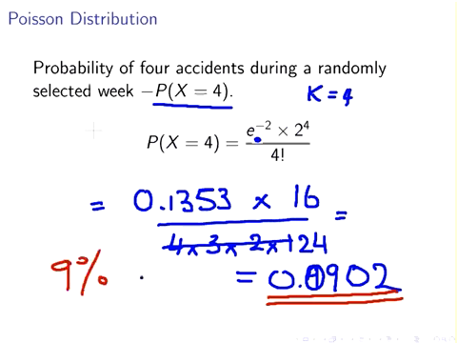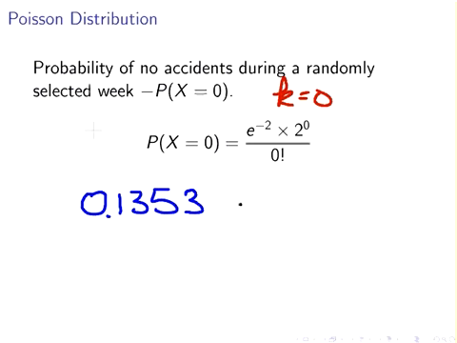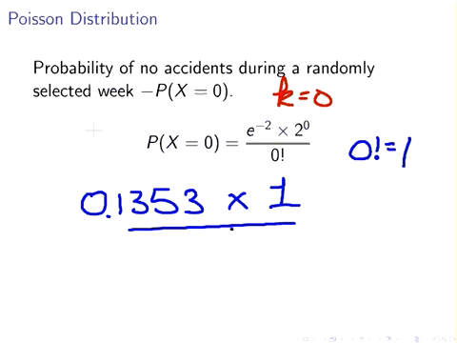Okay, so let's look at the second one now. Probability of X equal to 0. So in this particular question, k is equal to 0. So we have 0.1353 times 2 to the power of 0, which is always 1. Anything to the power of 0 is always 1. And we're going to divide that by 0 factorial. 0 factorial is also 1. So it's 0.1353 times 1 divided by 1. So the answer here is 0.1353, which is about 13.5%.